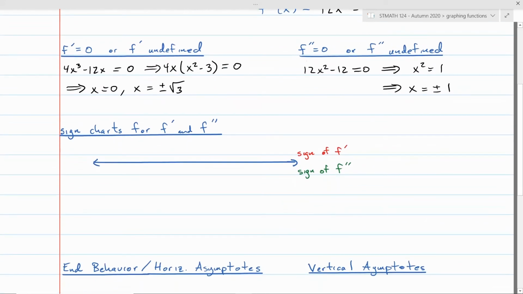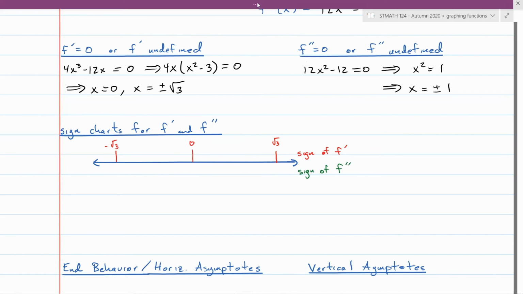Let's figure out what's going on by looking at a sign chart. So for the sign of the first derivative, we're going to be worried about x equals 0 right here in the middle, and then plus and minus the square root of 3, which is like 1.7. So we'll put that a little bit further out here like this. So negative square root of 3, positive square root of 3, and 0. And we're going to check the intervals between those numbers in red. And then we're going to look at plus and minus 1 on the second derivative.